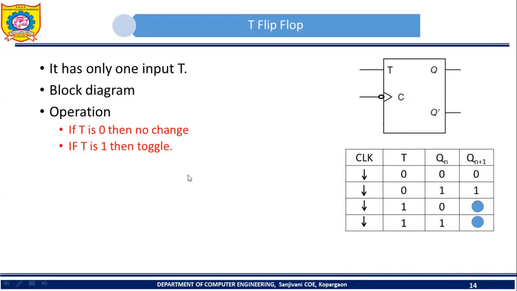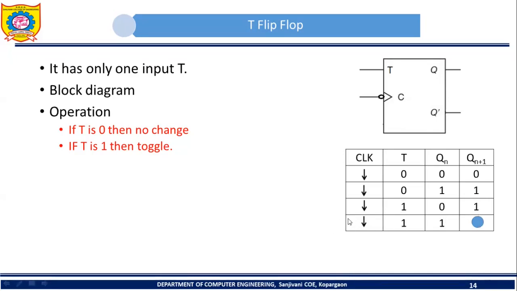Then consider the next row. Here what is T? T is 1. In case of a T flip-flop, if T is 1 then the output is going to toggle. Output is going to toggle means if it is 0 then it will become 1. So we'll see this particular row. Here what is the present state? 0. What is the input? 1. A negative edge is detected on the clock pulse, so what will happen? This output will toggle, so this 0 will be converted into 1.